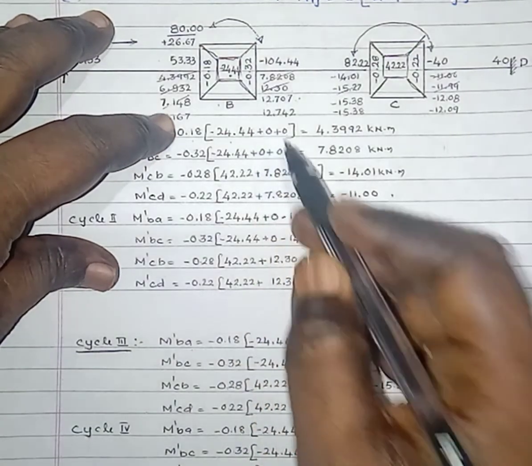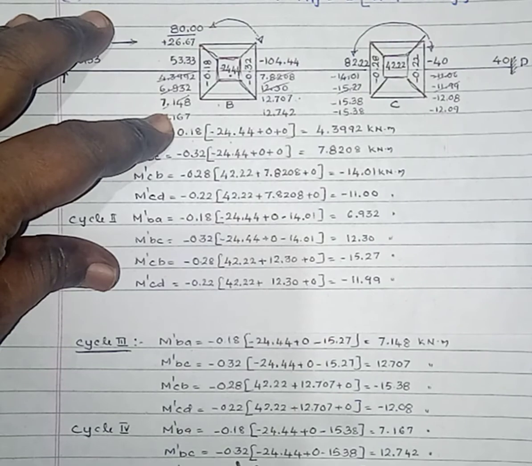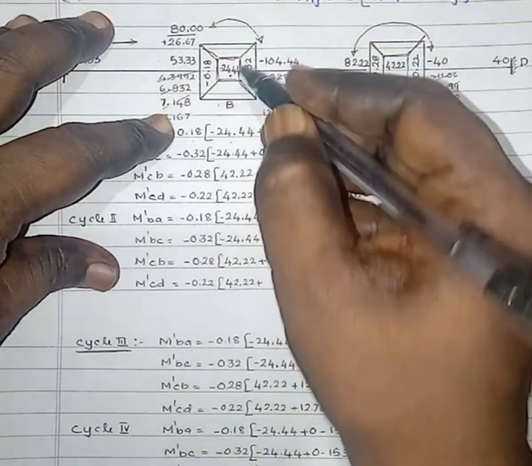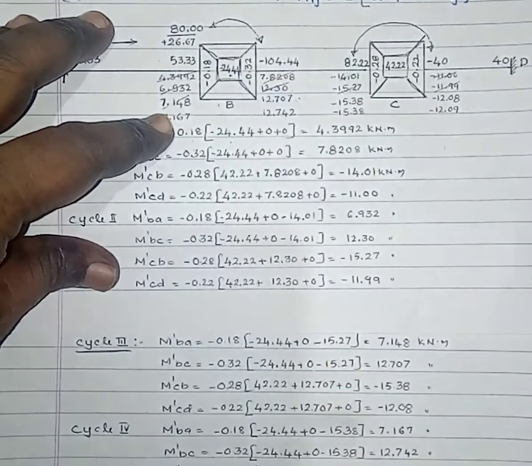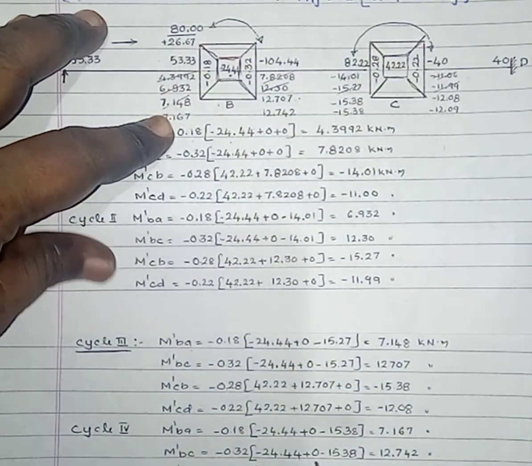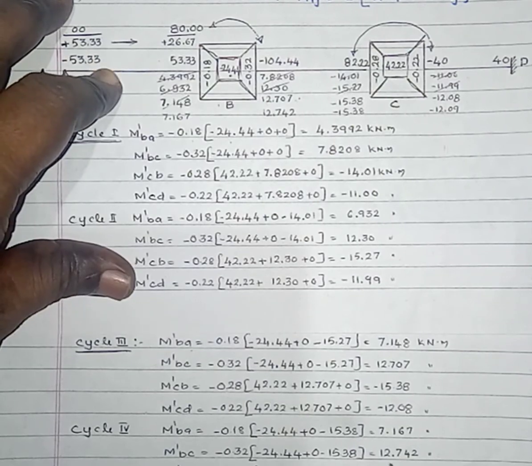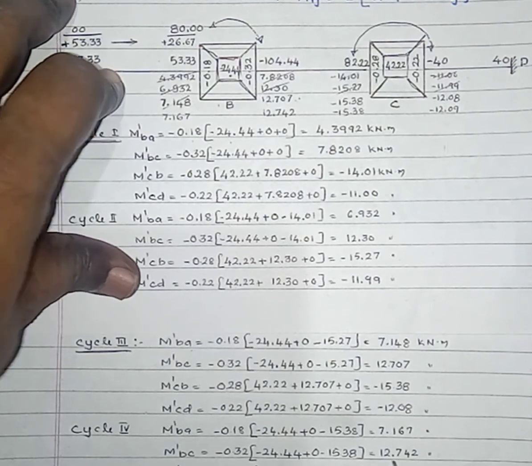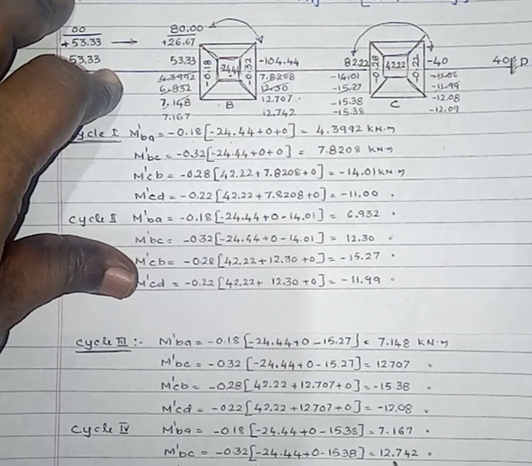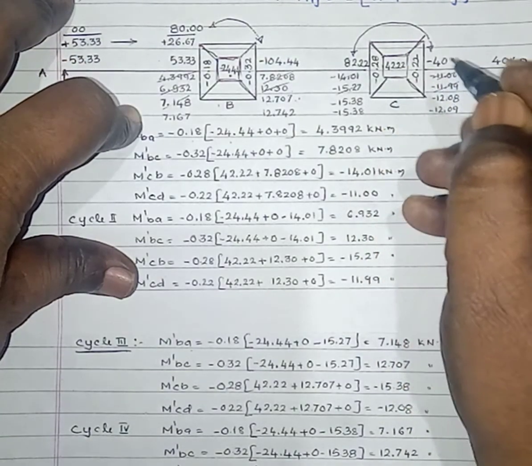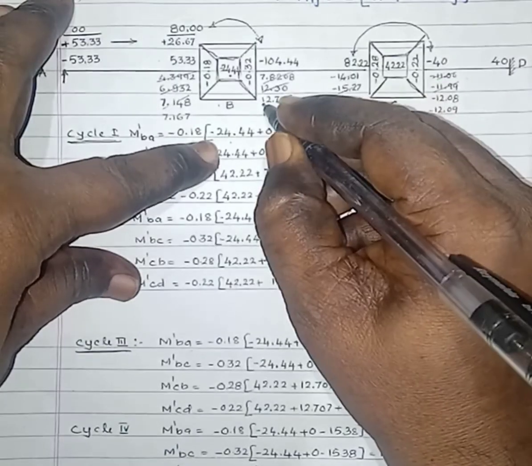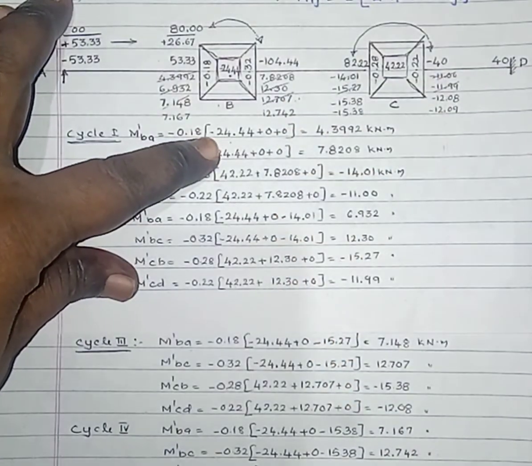Then m dash BC, the rotational factor is minus 0.32, inside the bracket sum of the fixed end moments, that is minus 24.44, plus far end contribution from A, that is 0, from C, that is minus 15.38. After simplification you will get the rotational moment m dash BC equals 12.742, that we have to write here after cancelling the previous cycle value.